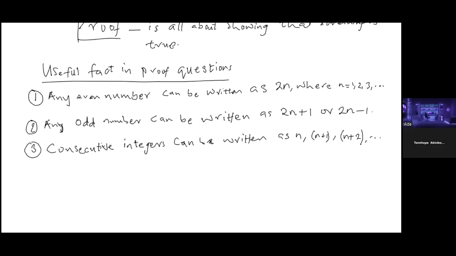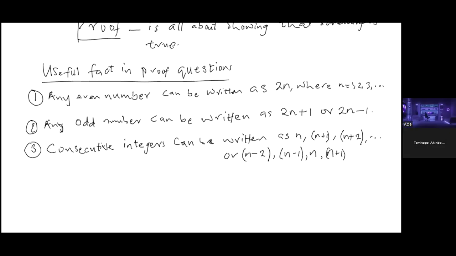Or as n minus 1, n. Let me start from n minus 3 or n minus 2, so that you'll be able to understand something there. Let's say n minus 2, n minus 1, n, n plus 1, n plus 2, and so on.